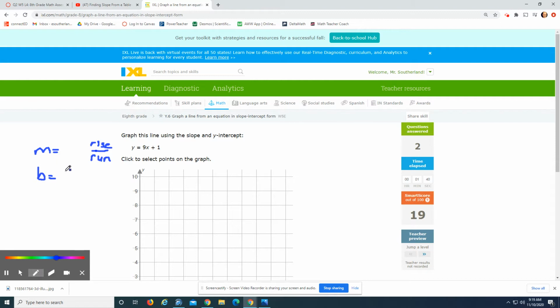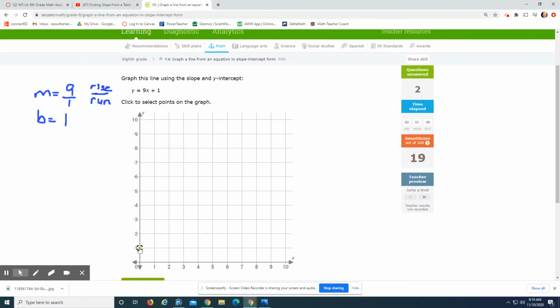So the y-intercept is 1. The slope says 9, which can be written as 9 over 1. So then we know that we're going to start at 1. We're going to rise 9. 1, 2, 3, 4, 5, 6, 7, 8, 9. And then run 1.